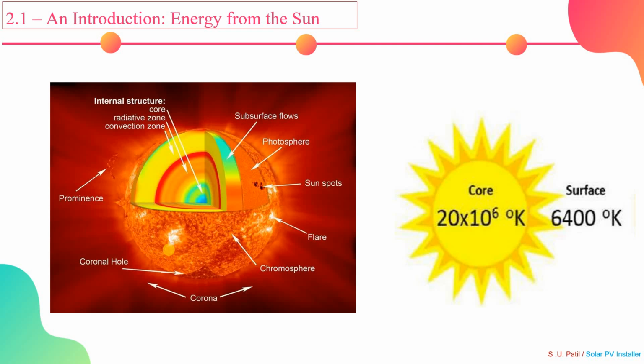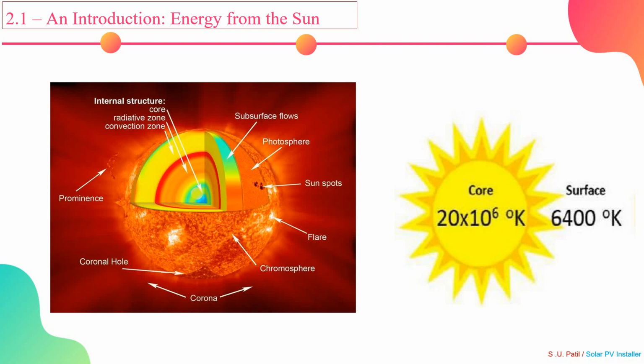Let's start at the center of the sun, its core. This is where the magic happens. The core is an incredibly hot environment with temperatures exceeding 20 million degrees Kelvin. That's over 2 crore degrees Kelvin. At these extreme temperatures, something truly remarkable takes place, which is nothing but nuclear fusion.